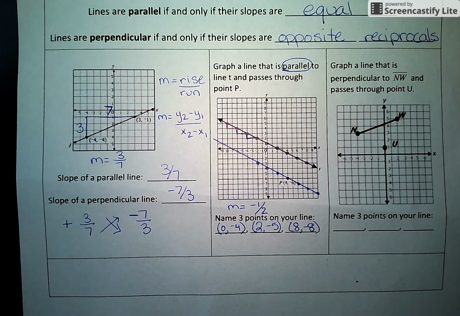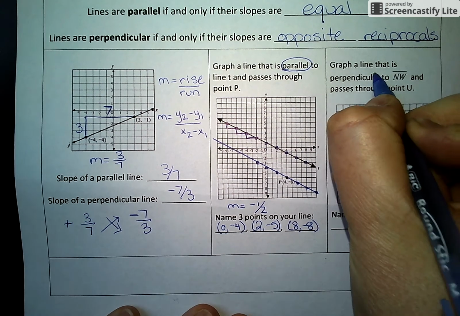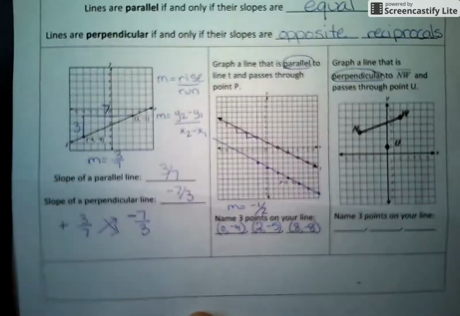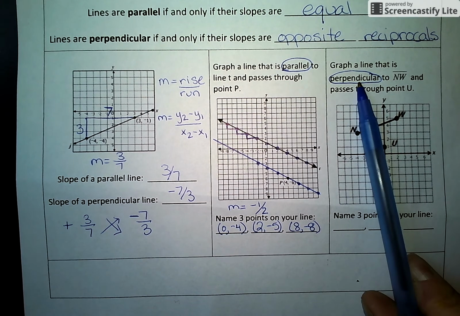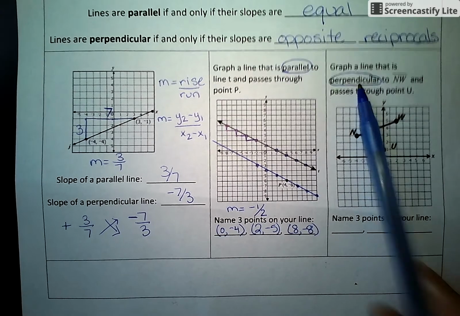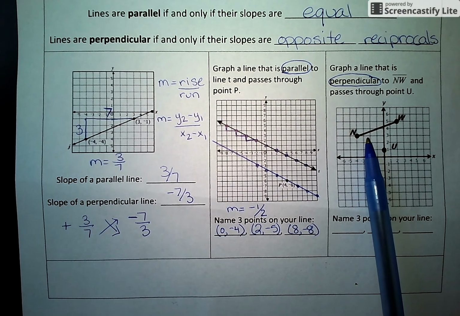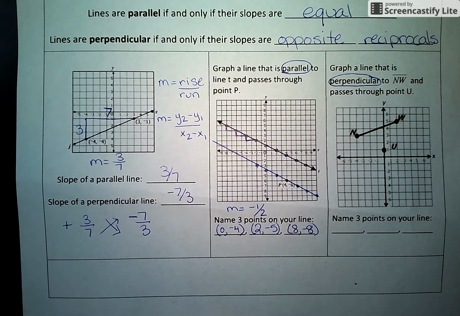Our final example says we need to graph a line that is perpendicular to line NW and passes through the point U. This will be a similar process to the previous example, except this time we need to find a perpendicular slope. Let's first count the slope of line NW.